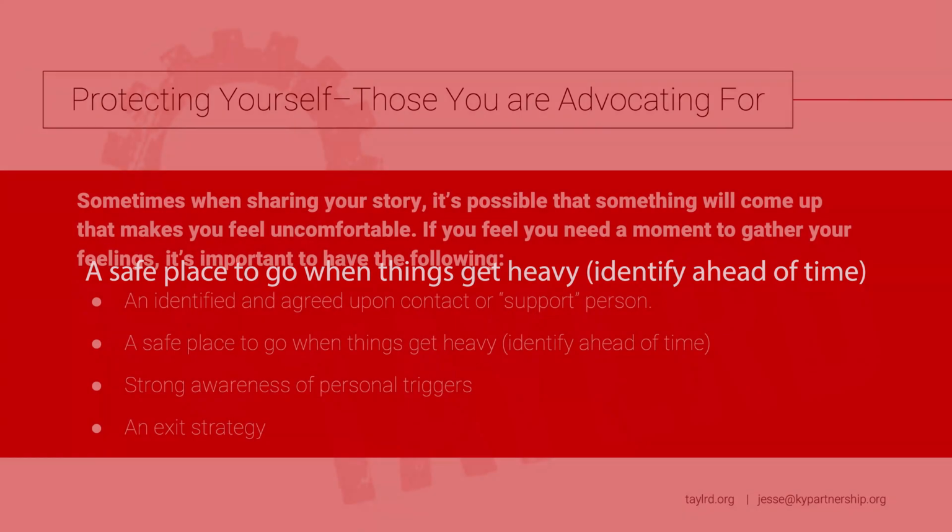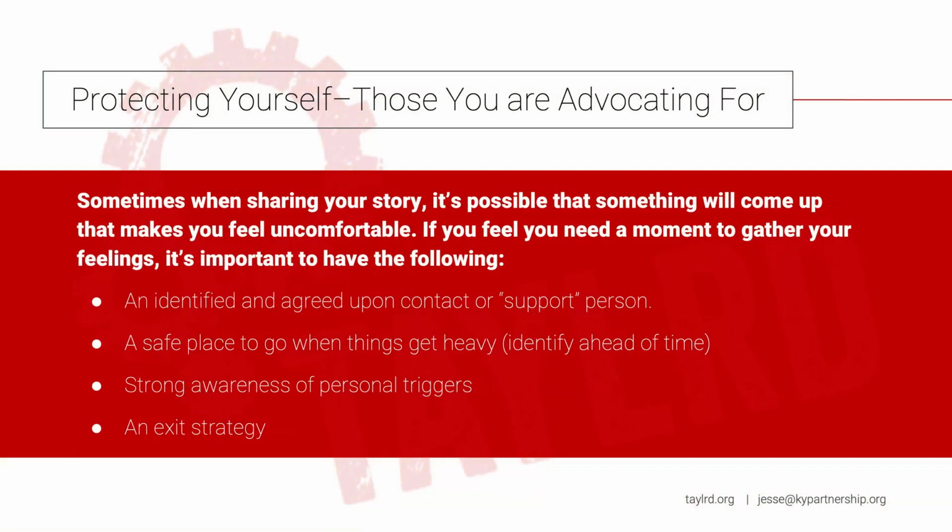A safe place to go when things get heavy ahead of time. This is especially important if you are sharing in an environment that is new to you or that is not your home. You may want to scope out an area ahead of sharing and identify a bathroom, an office, or somewhere private and safe that you can quickly go in case you need to break in order to calm down or ground yourself. General example, for Jesse, this is usually a small bathroom or his car if he has one with him.